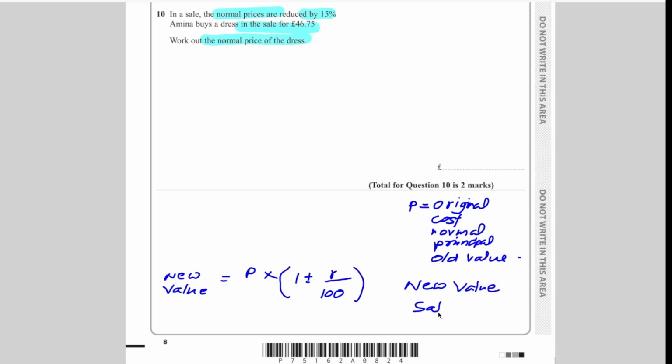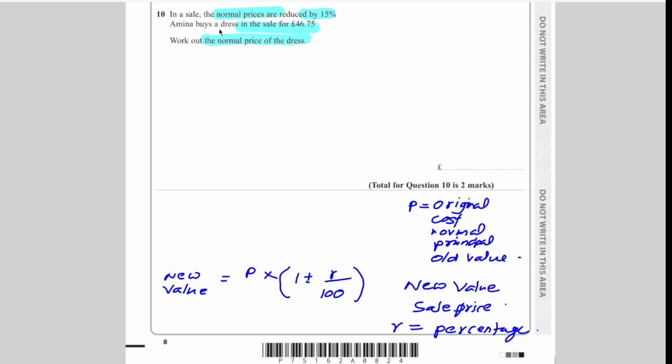Sale price. So here R equals percentage. Okay. So these are the terms that we can use for this question.